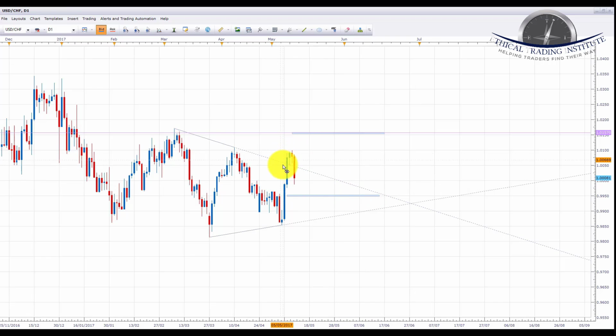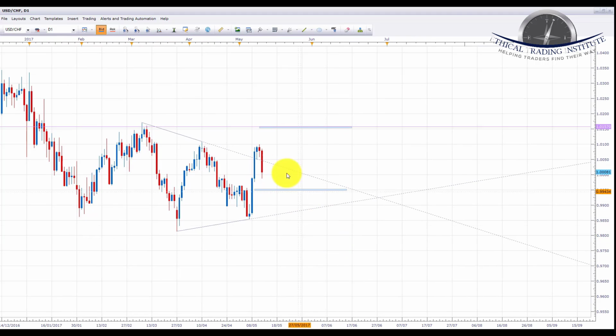However, as you can see, last week it did actually end the week by selling off and closing back inside this wedge. So if we do see some US dollar weakness next week, then I am going to be looking for the US dollar franc to come down to the 0.9950 area down here. So if we see US dollar weakness, I'm going to be looking for a short down into this kind of area.